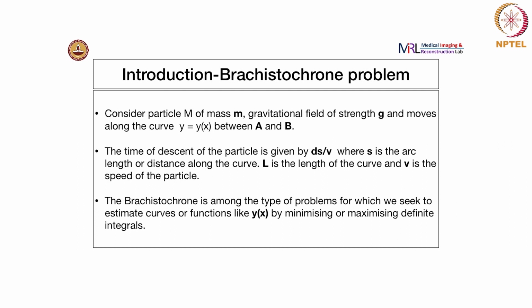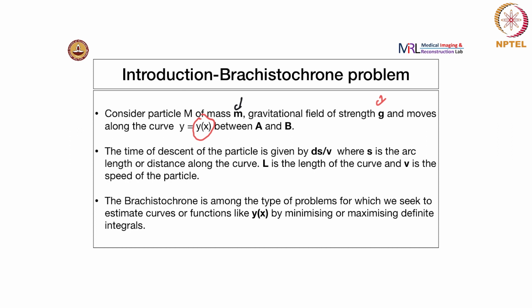So here is a slightly more detailed overview of the problem. You consider the particle of mass m. The small m is the mass, poor notation, sorry about that. The gravitational field has strength g, the acceleration due to gravity. It moves along a curve parameterized by x, so y of x is the equation of the curve between the two points A and B, and of course it's in a vertical plane.